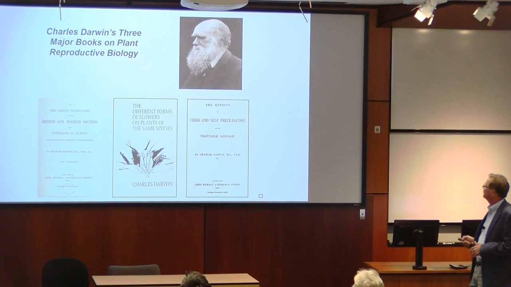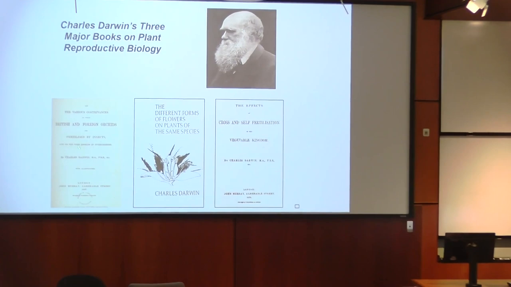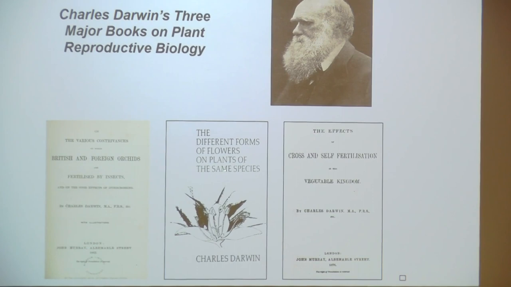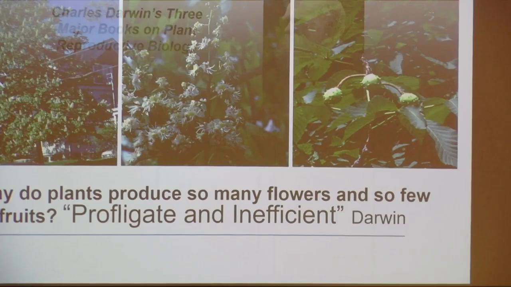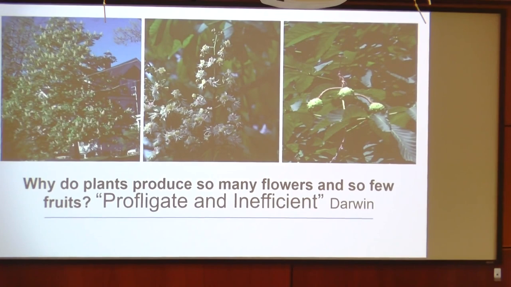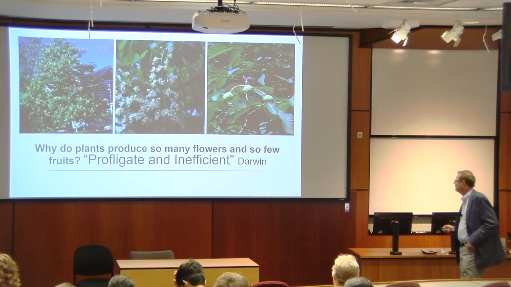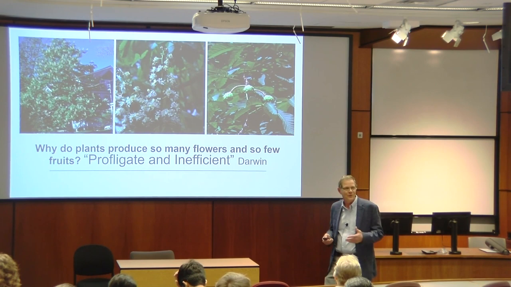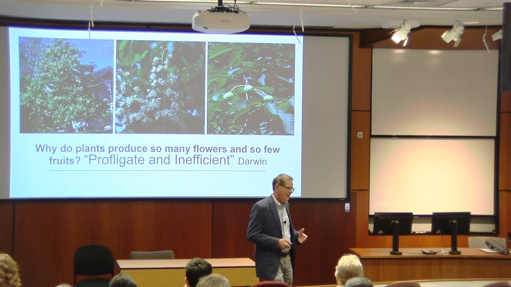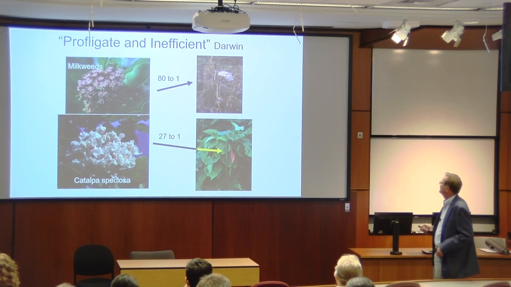Three books on plant reproductive biology: one on the various contrivances by which British and foreign orchids are fertilized by insects, the different forms of flowers on plants of the same species, and the effects of self and cross-fertilization in the vegetable kingdom. He referred to plants, including the horse chestnut, as it turns out, and concluded that these are profligate and inefficient. He just couldn't understand how you could have so many different species that produce a lot of flowers and so few fruits. When we're talking about profligate and inefficient, you can look at the milkweeds, which we all know. They produce about 80 flowers for every fruit.